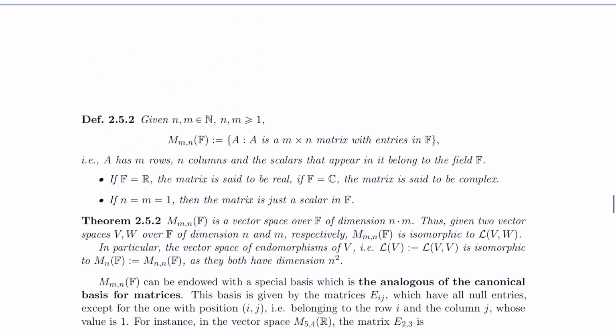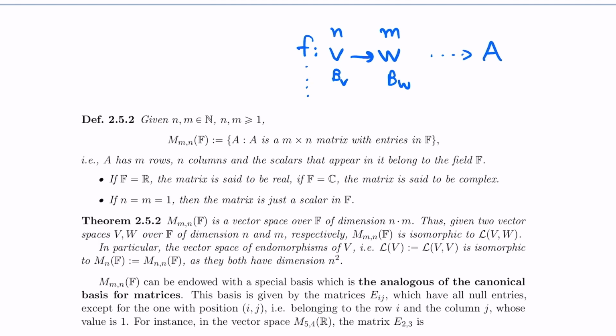Let me recap. Consider two vector spaces V and W of dimension n and m respectively, a linear map F between them, fix a basis BV and a basis BW, and then associate to F the matrix A.